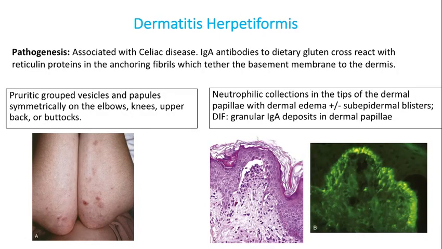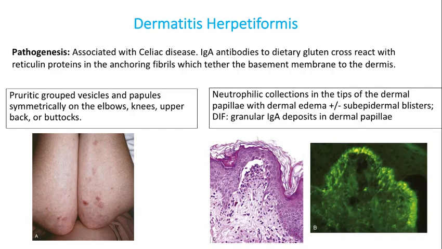Our final blistering disease of the day is dermatitis herpetiformis. This is often associated with celiac disease. You remember that is a gluten-sensitive enteropathy. And gluten is the protein that you see in wheat and certain other types of grain. So patients who are exposed to dietary gluten, if they have this disease, form IgA antibodies to the gluten. Those antibodies can cross-react with certain proteins in the anchoring fibrils of the skin. The anchoring fibrils are those little structures which tether the basement membrane to the dermis.